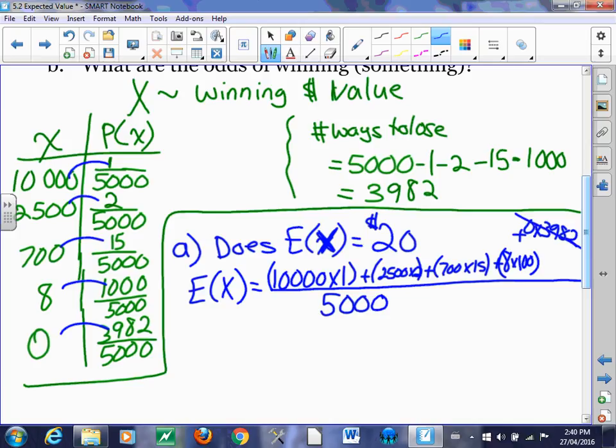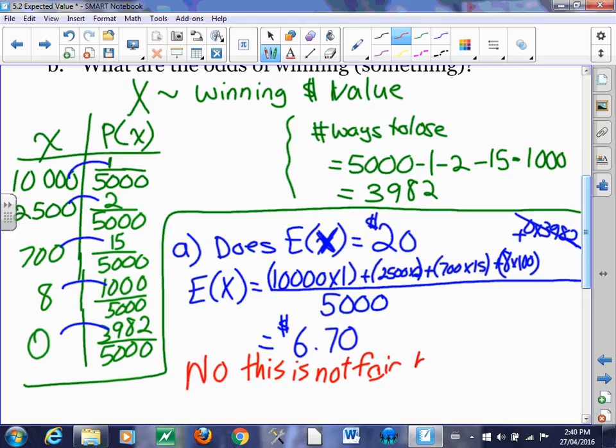3,982, which doesn't matter because guess what? That equals 0. Okay, plug it all in your calculator. I know it takes time. And then divide by 5,000 and you're going to get $6.70. Lovely. Okay. So, is this fair? No way. No, this is not fair because the expected outcome does not equal the price of the ticket, which is $20.